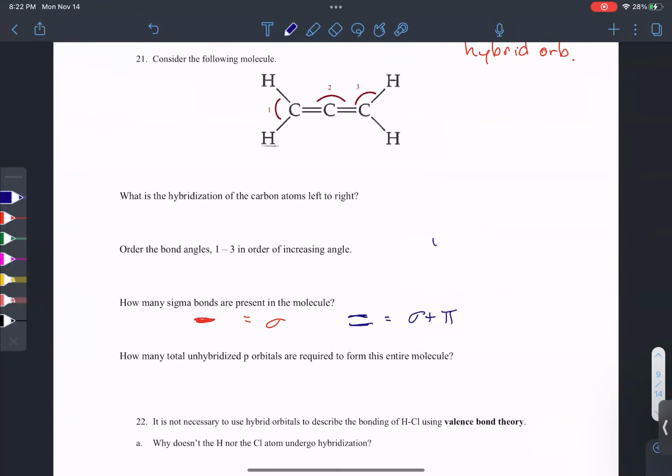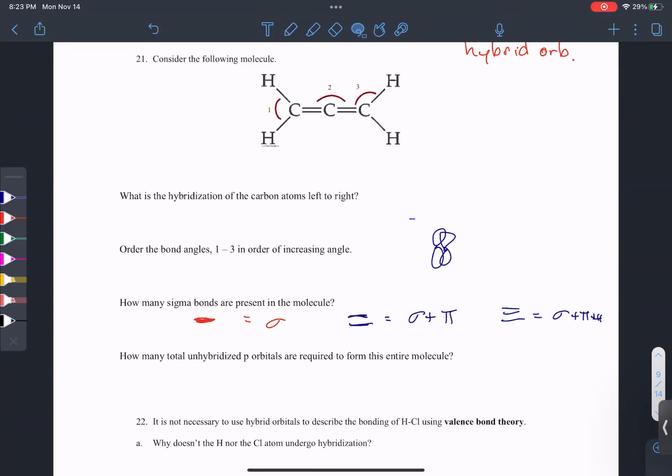Pi interactions are side-by-side overlaps. And in this class, they can only be produced by unhybridized p orbitals. Only. That's the only way you can get a pi interaction: between 2 adjacent unhybridized p orbitals, to be specific. And then following that trend, a triple bond is a sigma, a pi, and another pi.